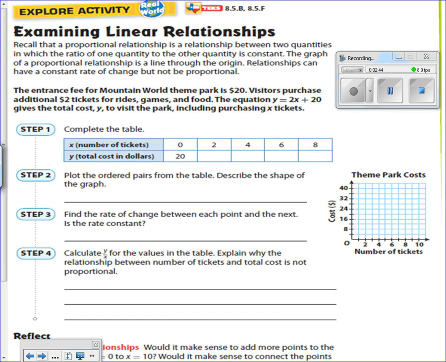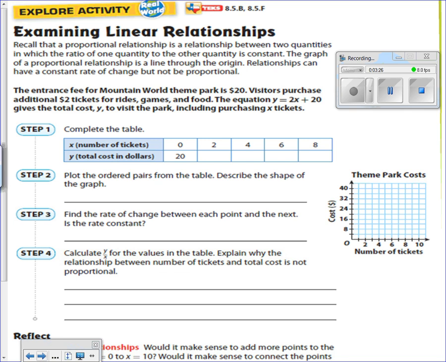On the next page, it's more activity. Okay, it says you call the relationship between two quantities in which the ratio of one quantity to the other quantity is constant, and all that's saying is talking about our k, finding k. It's constant, and it has a proportional relationship. The graph of a proportional relationship is a line from the origin. That's what we talked about. It always has to go through 0, 0 and be a straight line. Relationships can have a constant rate of change but not be proportional.